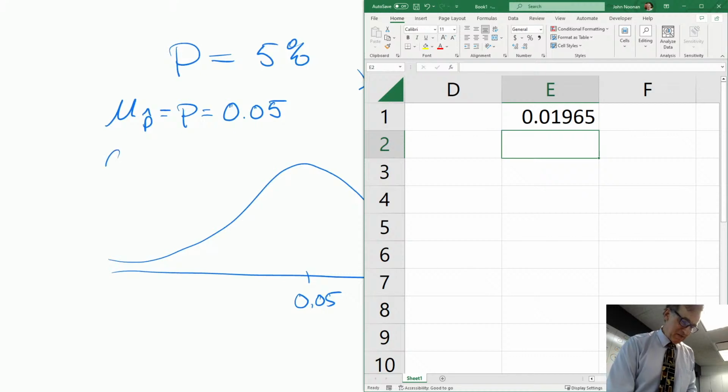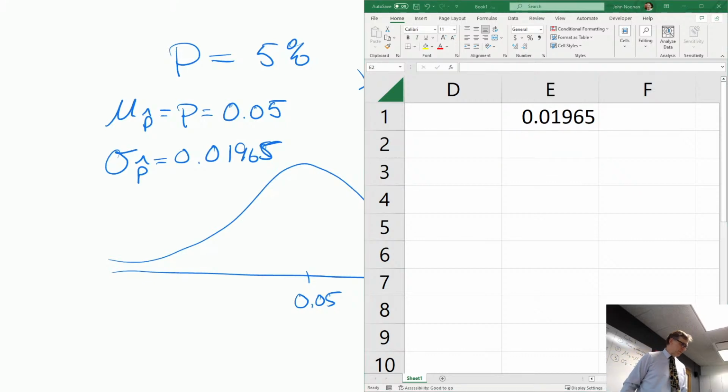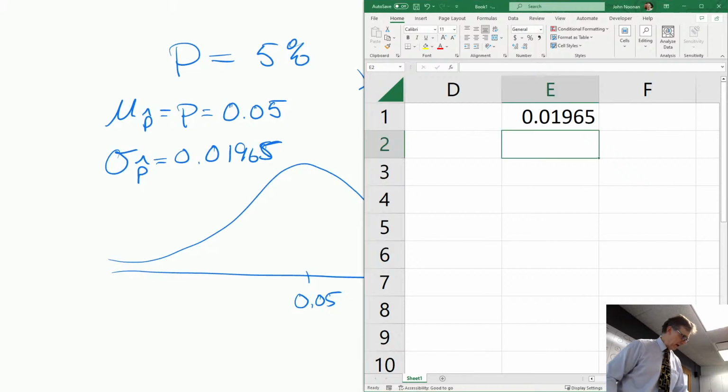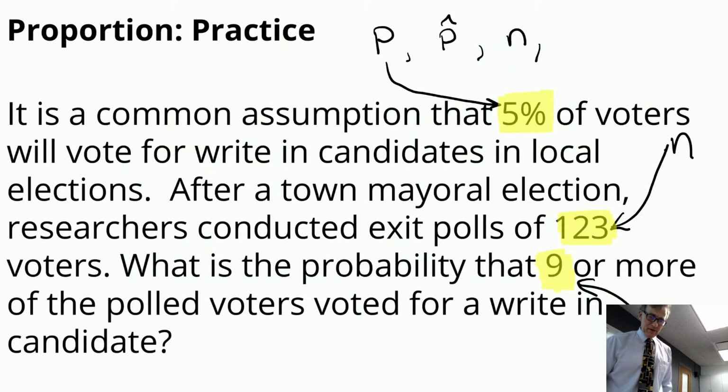That's going to be sigma p hat is 0.01965. I like it. And so now let's go back to the original problem to see what it is that we are looking to answer here. Oh, it's on my iPad, that's the problem. Okay, so the question is, what is the probability that 9 or more of the polled voters voted for a write-in candidate?